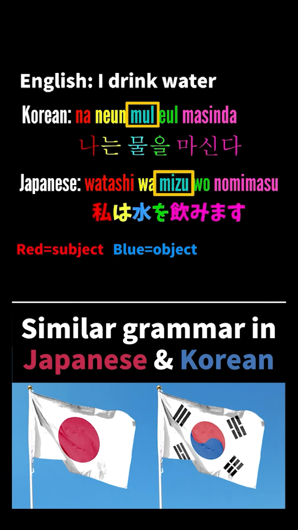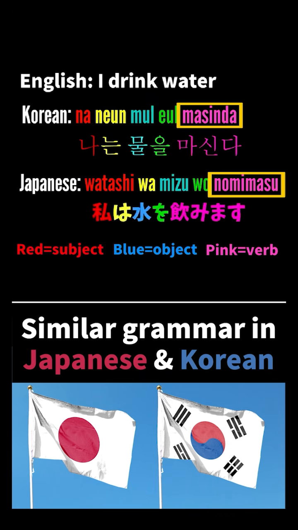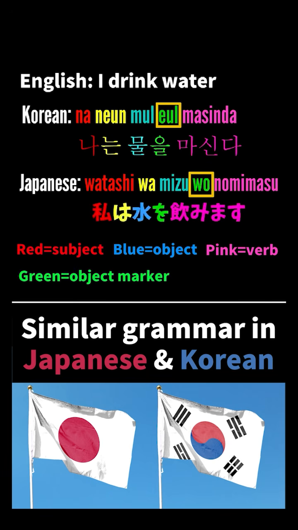In Korean, it's 물, and in Japanese, it's mizu. And then we have the verb at the end. So in Korean, masinda, and in Japanese, nomimasu. But before the verb, there is an interesting little word that we don't have in English, and that is an object marker. So that's another unique thing that we find in both Japanese and Korean, used in exactly the same way, in exactly the same position in the sentence.